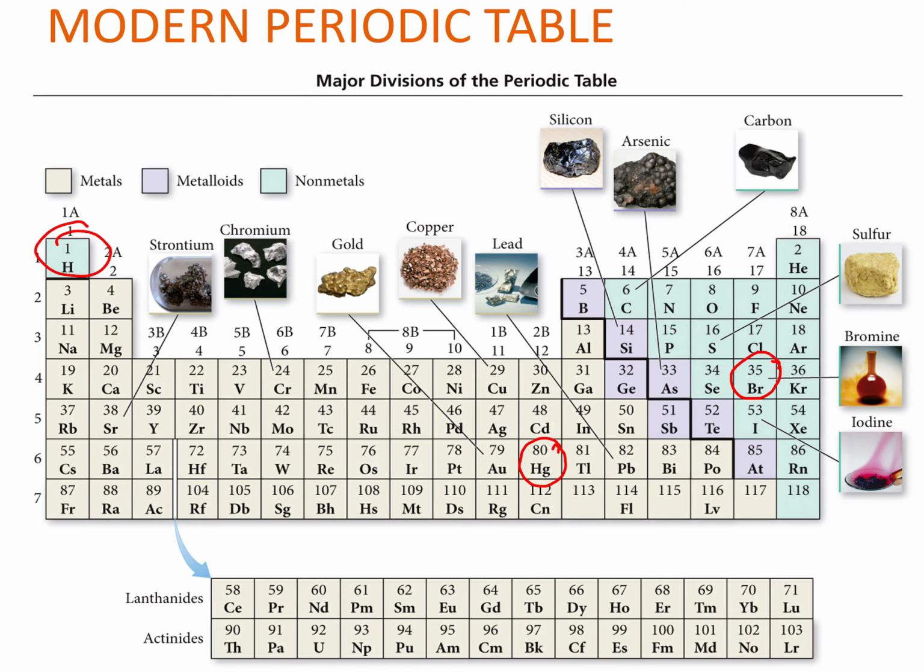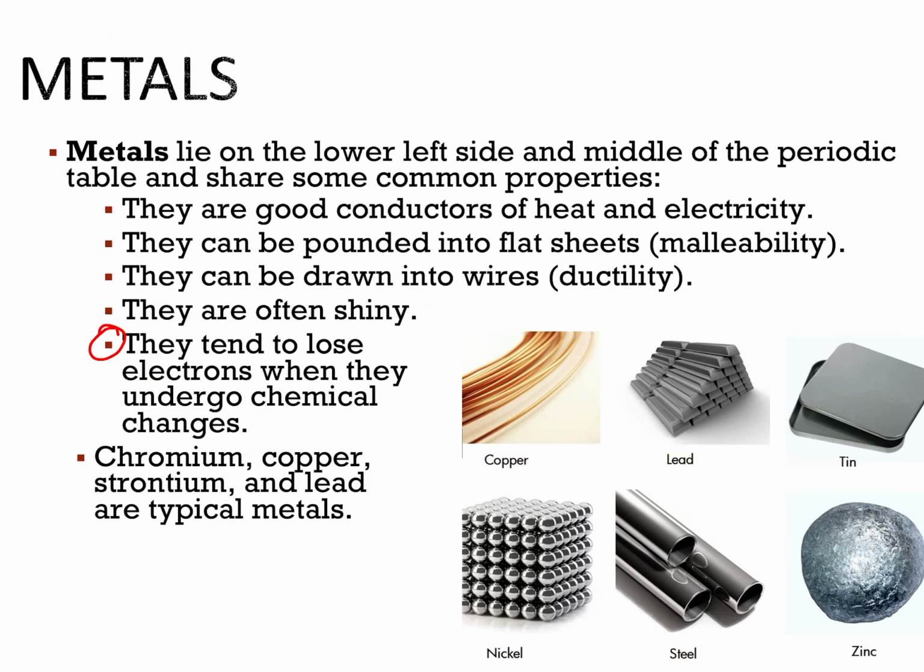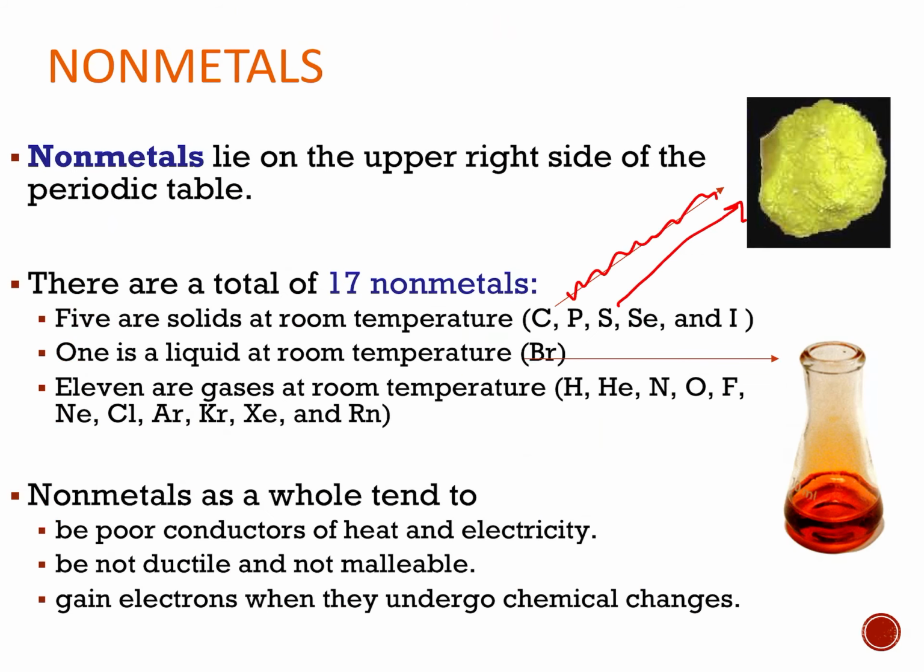Yeah, so anyways, if you see that the letters are written in different colors, that is telling you the states of matter, which is really cool. It doesn't have it on that periodic table, but it often does.